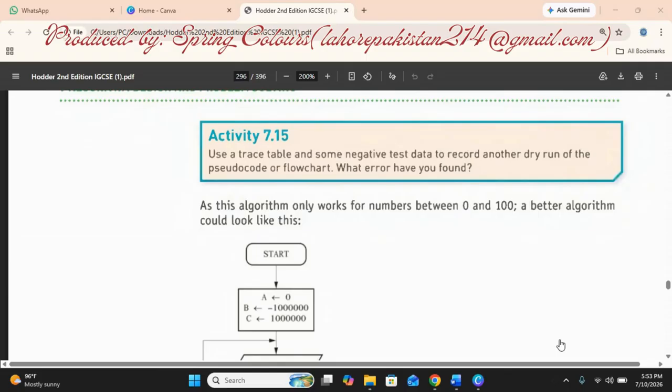Today I am going to solve activity 7.15, which says: use a trace table and some negative test data to record another dry run of the pseudocode or flowchart. What error have you found?